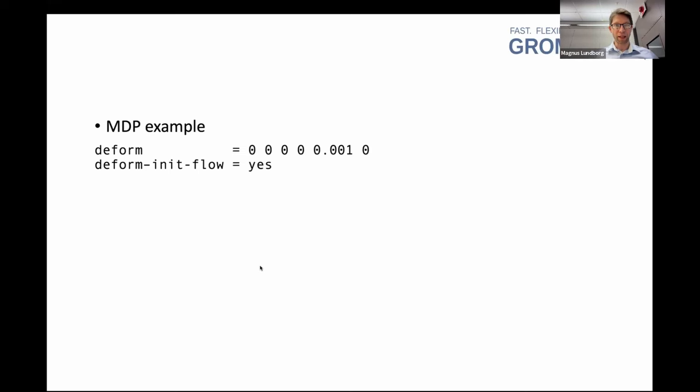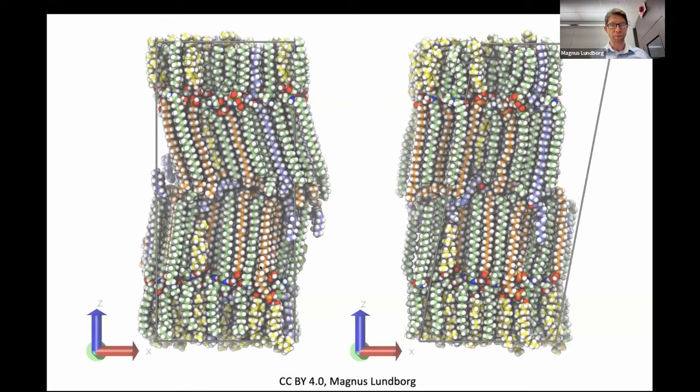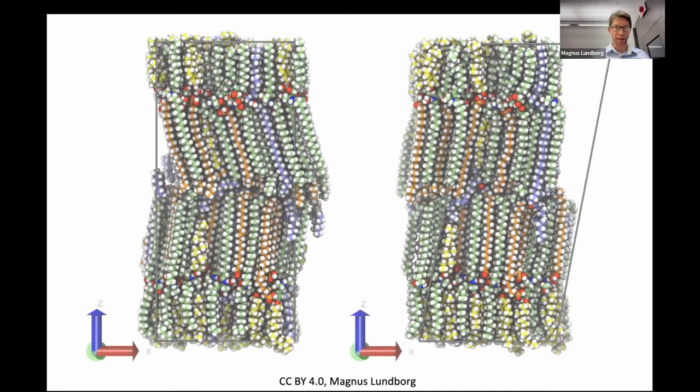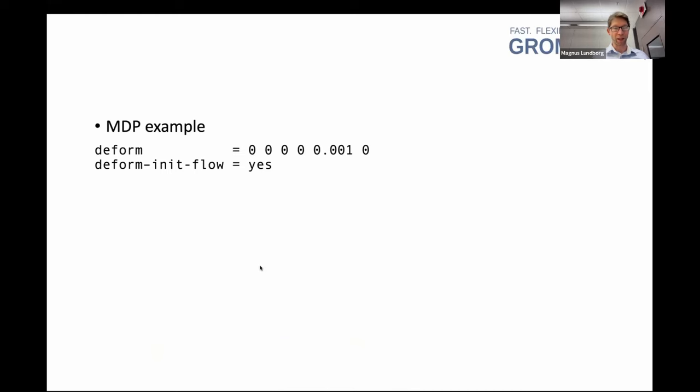So the deform option has been around for a while, but it has now been improved so that you don't actually move the atoms when you deform the system, but you instead apply a velocity profile. For example, this is the only deform-relevant input I used to shear the system like this. If I want to repeat the same thing, I use the same MDP file and add these two lines. Yes, exactly. And what you might need is to adjust this 0.001 value to make it deform at the speed that you want.